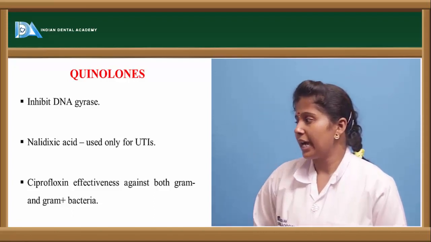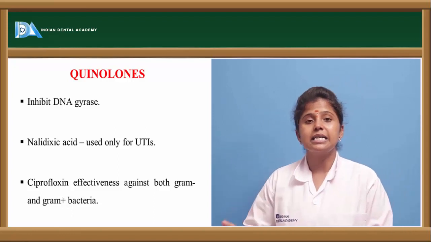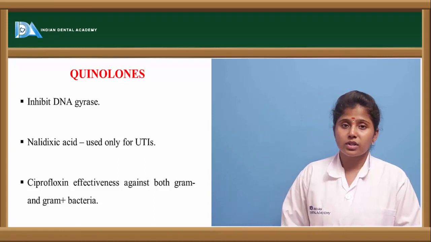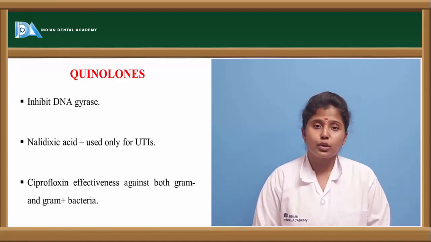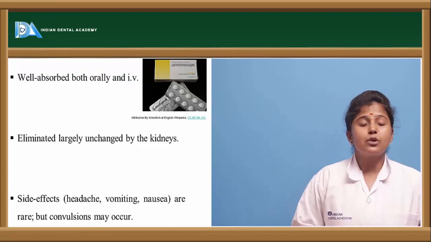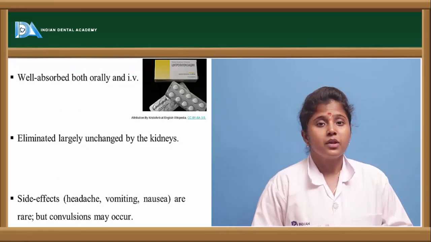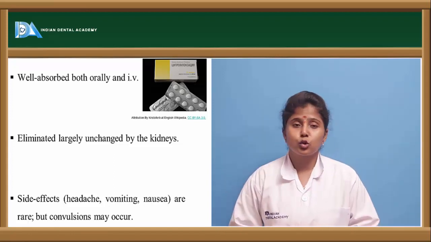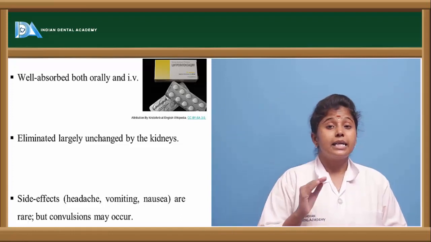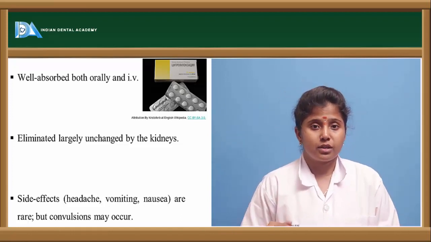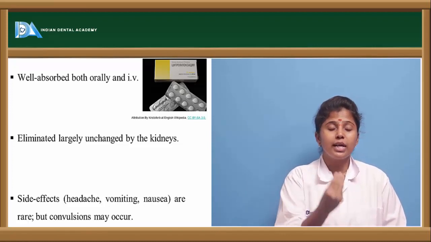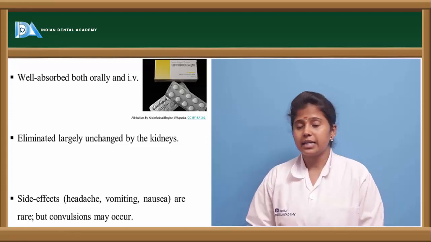Nalidixic acid is a quinolone compound which is used against UTI infection, and ciprofloxacin is very effective against both gram-positive as well as gram-negative bacteria. These quinolones are well absorbed orally. If we give them either through the oral route or the IV route, they get well absorbed into the circulatory system, and they are eliminated through the kidneys unchanged. They do not undergo any metabolism. In the same way that they enter the body, they are excreted out of the body.